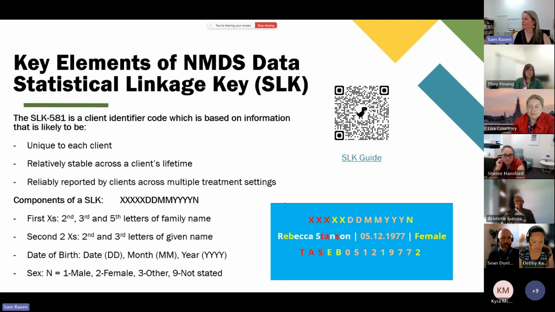So in the example, we've got a client called Rebecca Stanson with her date of birth, who is female, and that's the SLK that it spits out at the bottom. It really doesn't identify her in particular. Looking at that, I wouldn't necessarily be able to extract a name or identification from that. So that's how you pull together an SLK. There is a clickable link to a guide, a fairly good 2-page guide about how to compose the SLK for a client.